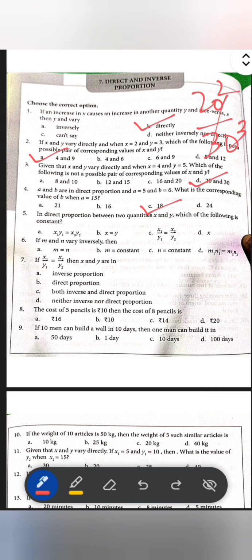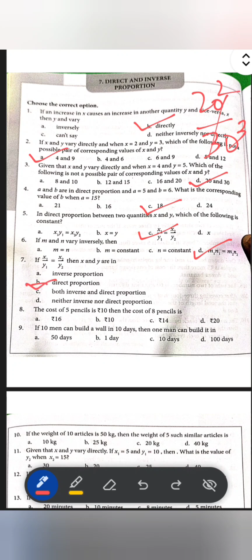In direct proportion between two quantities x and y, which of the following is constant? Obviously, when two quantities are directly proportional to each other, their division should be constant. It means x1 by y1 is equal to x2 by y2. If m and n vary inversely, then what is constant? Their product is constant. So here m1 n1 is equal to m2 n2. If x1 by y1 is equal to x2 by y2, then x and y are in dash. This is exactly the opposite of question number 5, so they are in direct proportion. Option B.